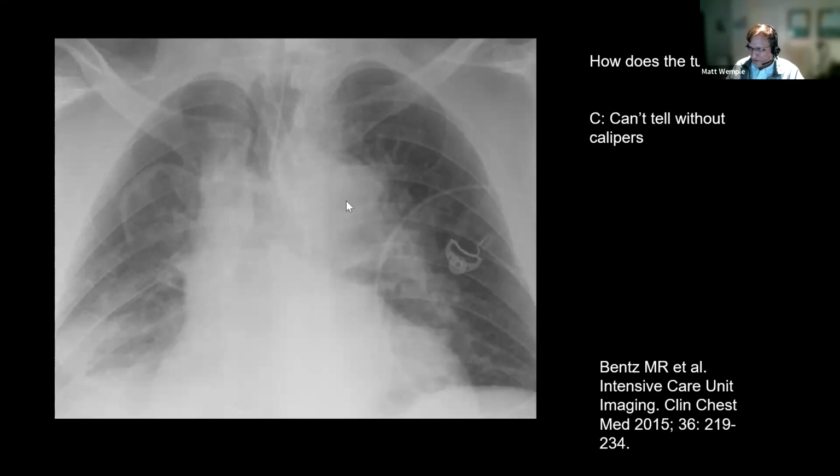That's a pretty good landmark actually, and if it's right in the middle of the aortic knob, I would say that's good. But if I'm not really sure, I think really you want to use calipers. And most all of our X-ray software that we have now has the ability to pull up calipers. And generally, you want this tube to be 2 to 5 centimeters above the carina.